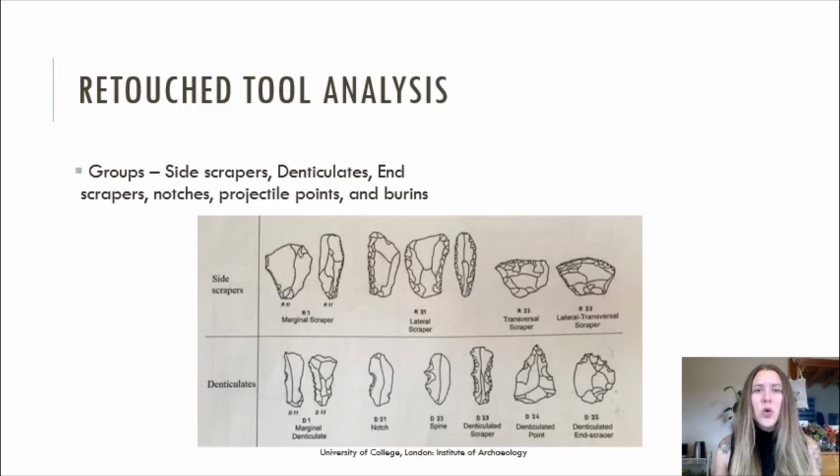And finally, with retouched tools, you'll want to classify them in some way by attributing them either generally or more specifically to a tool type. Some of these tools would be side scrapers, end scrapers, denticulates, notches, burins, projectile points, and so on and so forth. So after assessing all other aforementioned characteristics, it should be pretty apparent which category your tool may fall under.